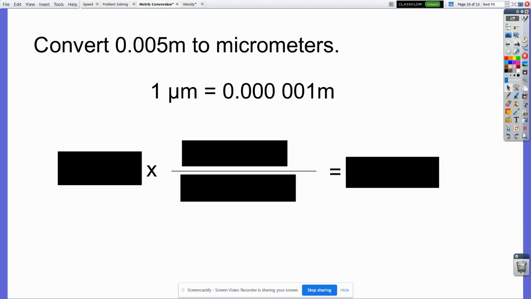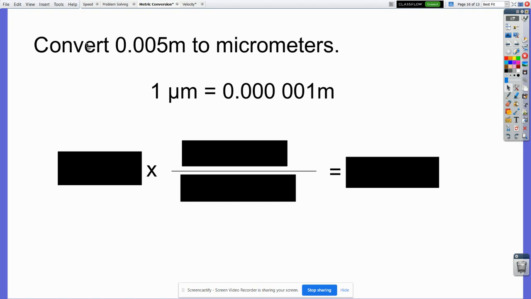So we wanted to convert 0.005 meters to micrometers. We're going to need the equivalence. And the equivalence that we had from the previous slide is 1 micrometer is 0.000001 base units. So 1 micrometer is 0.000001 meters, or a millionth of a meter. The abbreviation for micro is this Greek letter.